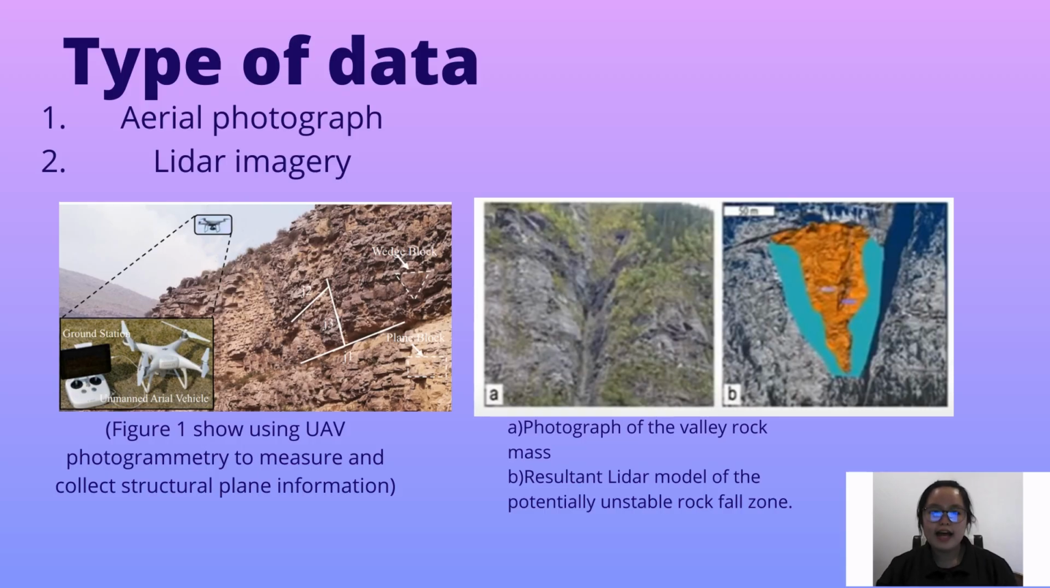Type of data include aerial photographs and LiDAR imagery. Figure 1 shows using UAV photogrammetry to measure and collect the structural plane information. And Figure 2: A is the photograph of the variant rock mass, and B is the resulting LiDAR model of the potentially unstable rockfall zone.